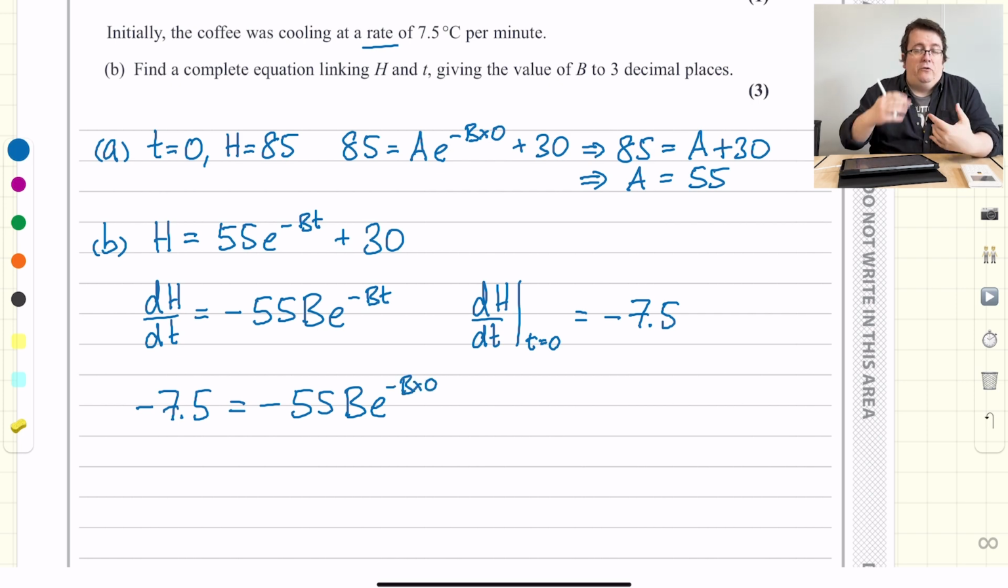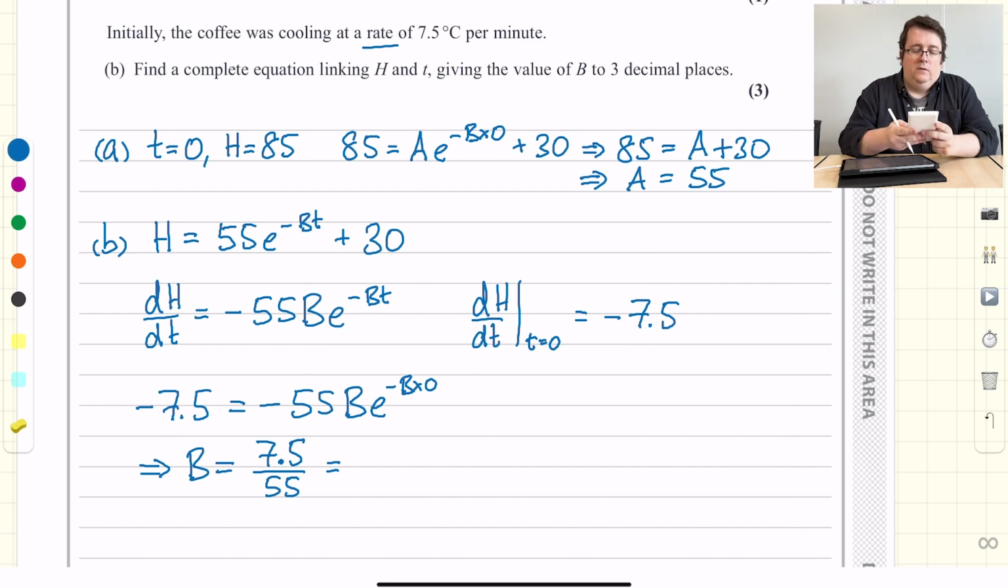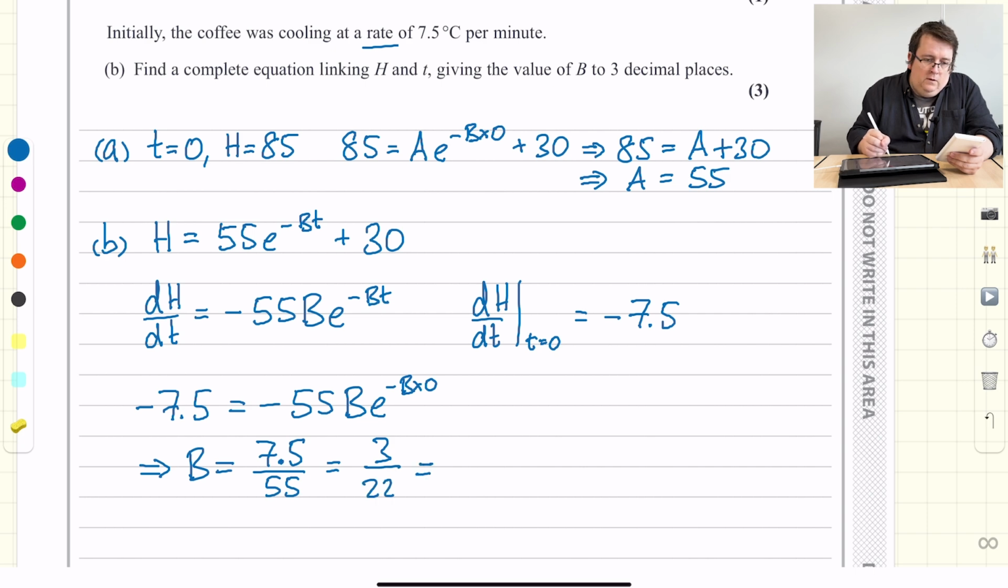Now, minus b times 0 is still 0, e to the 0 is still 1, so b is minus 7.5 over minus 55, or 7.5 over 55. Now, what's that? That's 3 over 22, which is 0.136 to 3 decimal places.